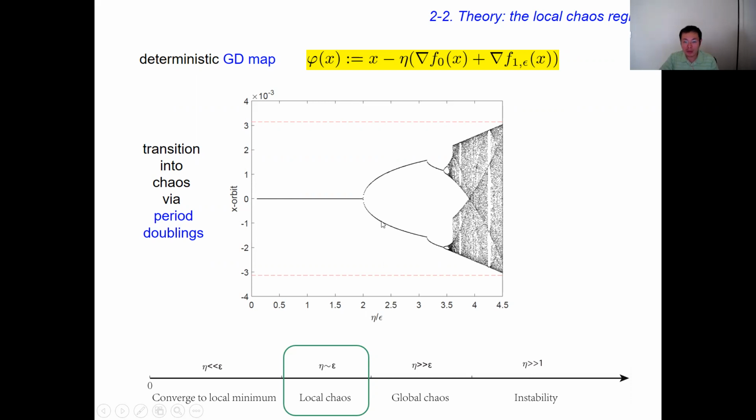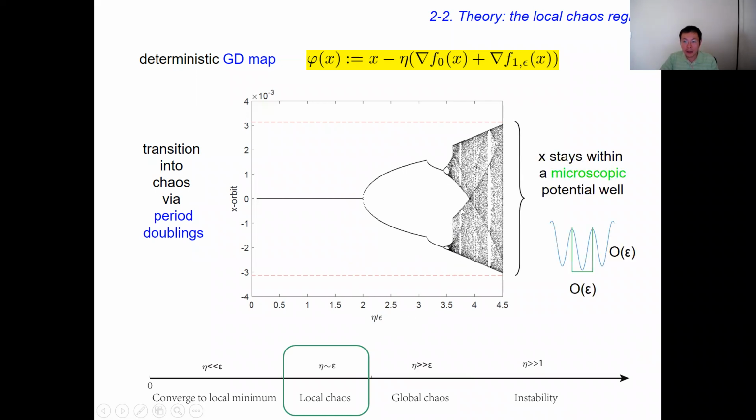What that means is that if your x is at this value of -1, you iterate this map and get to this point, +1. Then you iterate again and you get back to -1. So you get a periodic orbit of period 2, and it's the attractor in the neighborhood. As you keep increasing eta, the periods keep doubling, and the period quickly becomes infinity, roughly speaking, and the system transitions into chaos. At this moment, x still stays within a small scale potential well, a microscopic potential well. In this case, this map is called a unimodal map, so there are a lot of existing theories that can help us understand the chaotic dynamics.